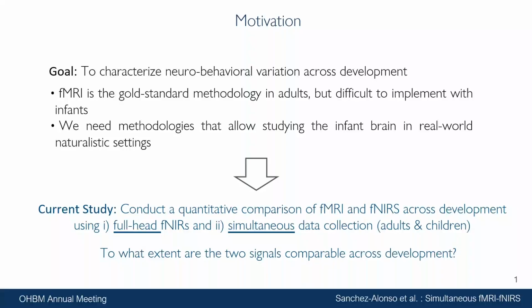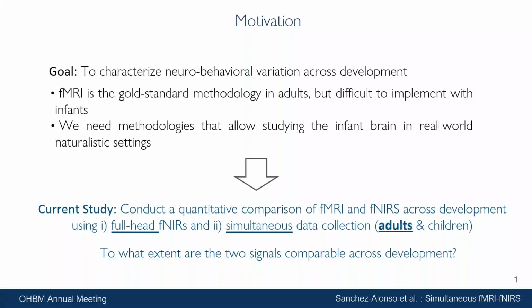We are doing this with adults and children. And really the question that we are asking is, to what extent are the two signals comparable across development? They both rely on the same neurovascular response, but we don't really know to what extent we can compare them, right? Today, I'm going to just focus on the study that we've been running with adults, given that it's the most complete that we have at the moment. I'm going to present an overview of the main challenges of running this kind of study and some of the preliminary data that we have.